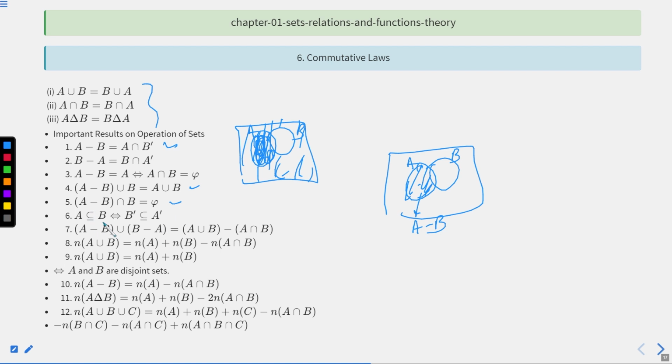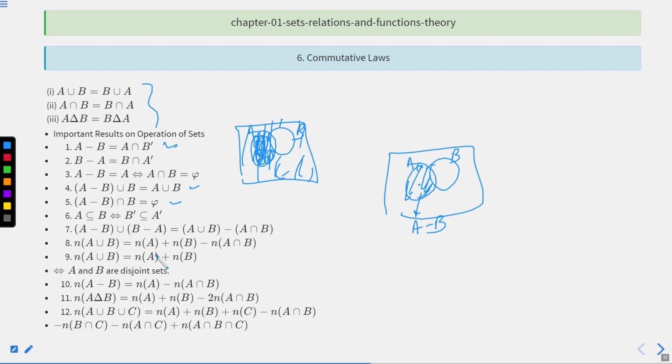Now if A is a subset or equal to B, then B complement will be a subset or equal to A. And the converse is also true: if B complement is a subset or equal to A, then A is a subset or equal to B. Now A minus B union B minus A is equal to A union B minus A intersection B. You have to remember this formula.